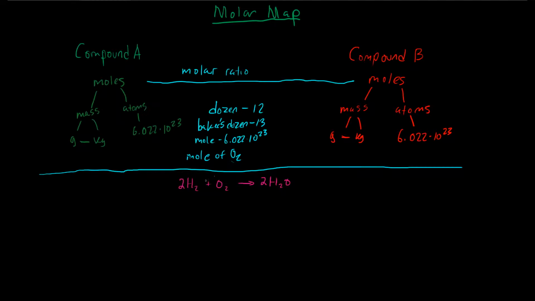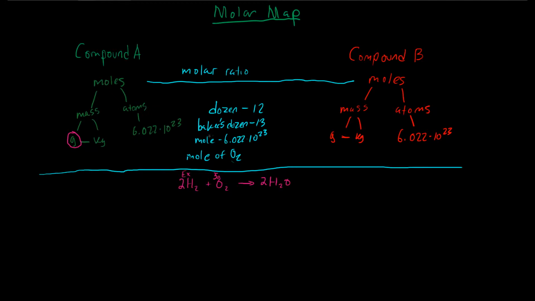Say I have 5 grams of O2, and I have an excess amount of H2. This means that O2 is going to run out first. I want to know, if I have 5 grams of O2, how many grams of H2O will I produce? What we want to start off with is figuring out where we are on the map. We have 5 grams of O2, so if O2 is considered compound A, we're starting off within the mass part, in the grams part of mass.